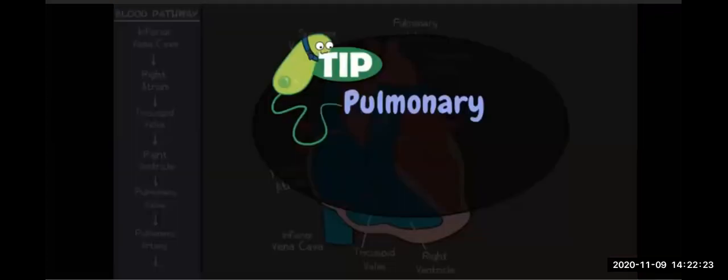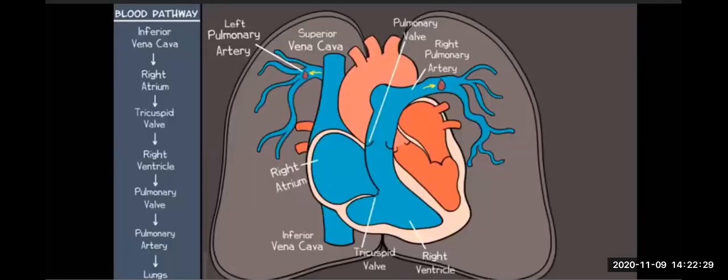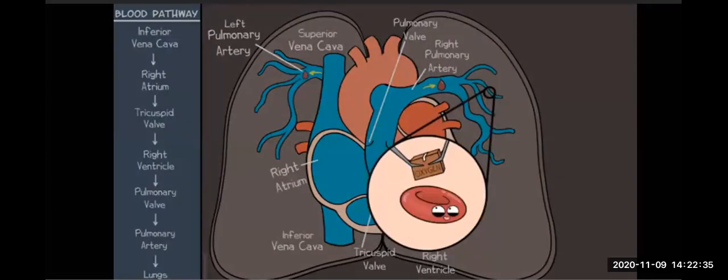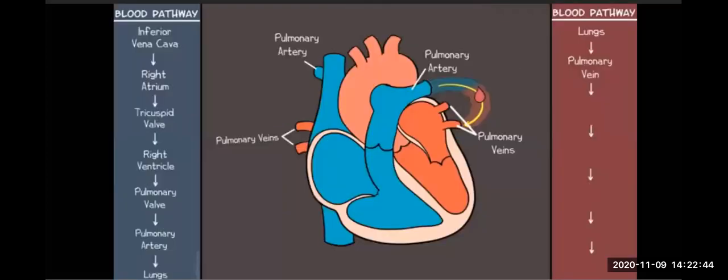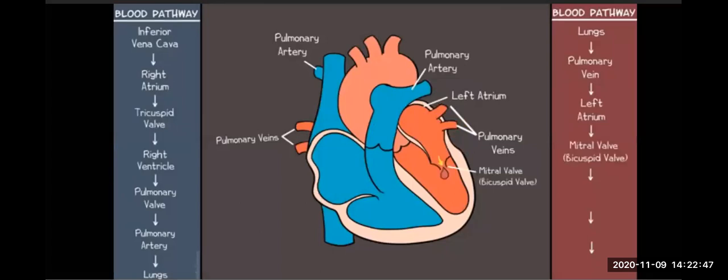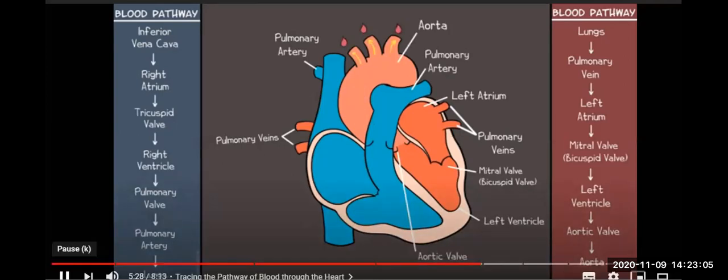By the way, when you see the word pulmonary, it likely involves lungs. The pulmonary artery takes blood to the lungs. The lungs are where red blood cells in the blood will take on oxygen and release carbon dioxide. Now this blood is oxygenated. It needs to return to the heart so that the heart can pump it throughout the body. The oxygenated blood travels through a pulmonary vein to the left atrium. The left atrium contracts and the blood travels through the mitral valve, also known as the bicuspid valve, into the left ventricle. The left ventricle contracts and pumps the blood through the aortic valve and out a major artery known as the aorta. The aorta is a major artery that carries oxygenated blood throughout the body.